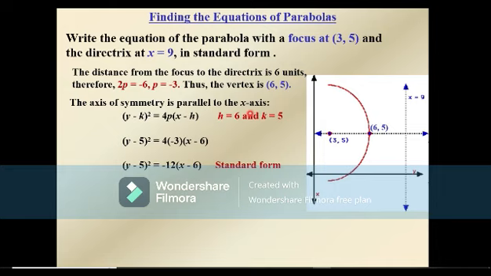So you have (y minus k) quantity squared equals 4p times (x minus h), where h is equal to 6 and k is equal to 5. (y minus 5) quantity squared is equal to 4 times negative 3, times (x minus 6). So (y minus 5) quantity squared is equal to negative 12 times (x minus 6). That's the standard form.